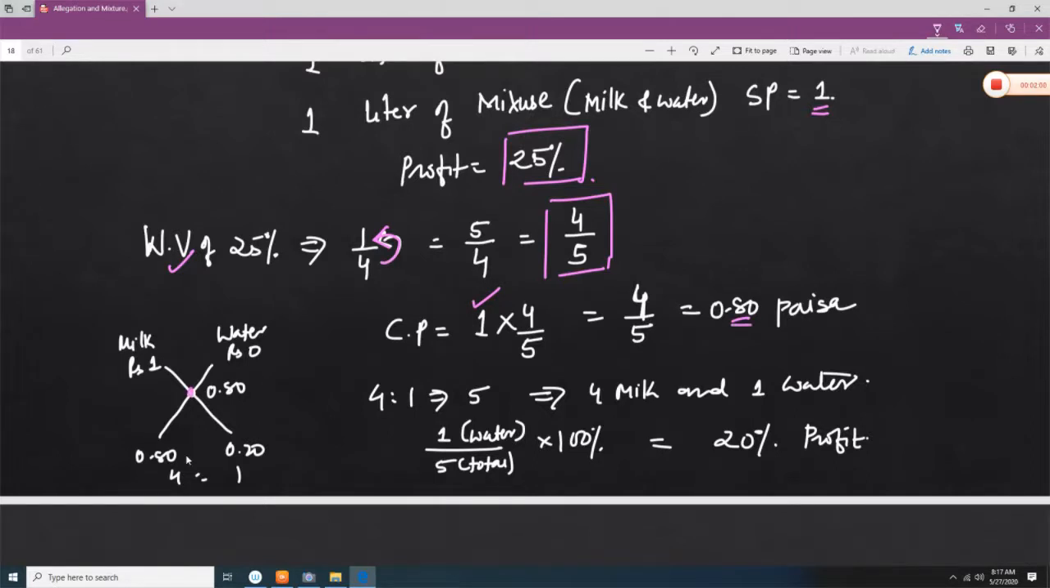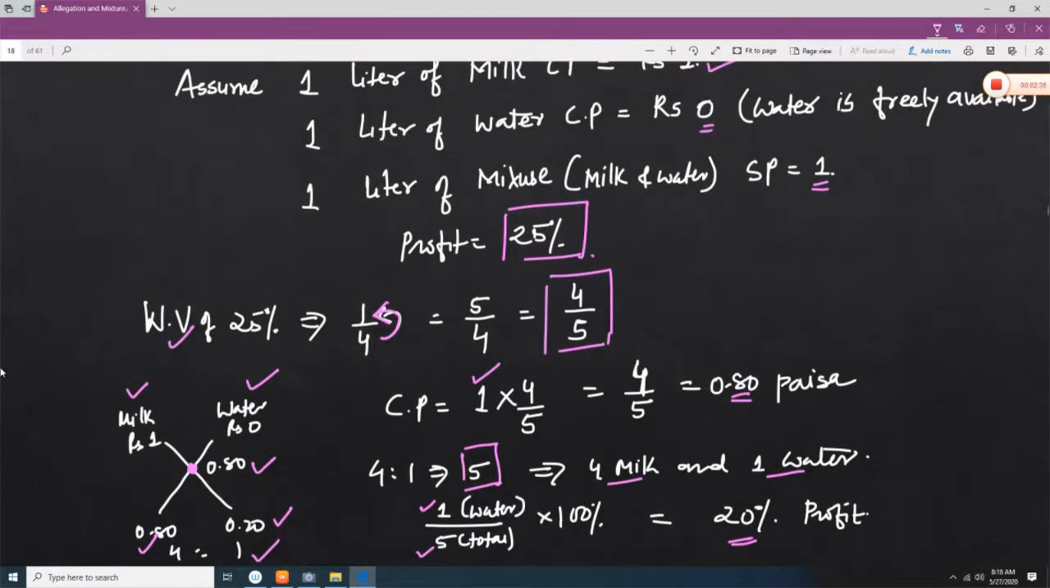So 0.80 is the mixture amount. The milk Cp is 1 and the water Cp is 0. So 0 minus 0.80 is 0.80, and 1 minus 0.80 is 0.20. So it is 4 is to 1, and the total is 5 parts. Out of 5 parts, 4 parts are milk and 1 part is water. If the water is 1 part and the total is 5 parts, how much is the 100%? So 20% is the profit. This is the entire logic behind it.